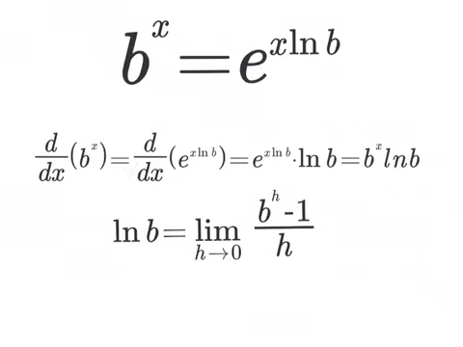Which is that this limit here, the limit as h goes to 0 of b to the h minus 1 over h is equal to the natural log of b. That constant multiplier is the natural log of b.